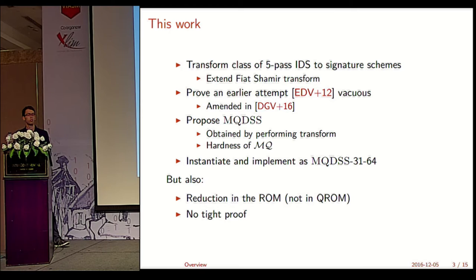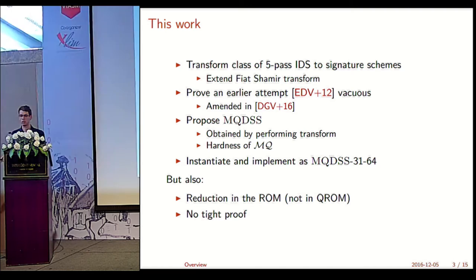An overview of what we're going to do in this work. First, we're going to, in general, transform five-pass identification schemes into signature schemes. To do this, we extend the Fiat-Shamir transformation. This is traditionally defined for classical IDSs. I'll talk about it later in a bit. Then we'll show that an earlier attempt to do exactly this did not suffice. And then we're going to look at a specific application of this, an MQ-based signature scheme that you can obtain by using this transformation. The signature scheme bases its hardness on the MQ problem, which I'll also introduce in a bit. And then we instantiate and implement and show how fast this is and how big it is.